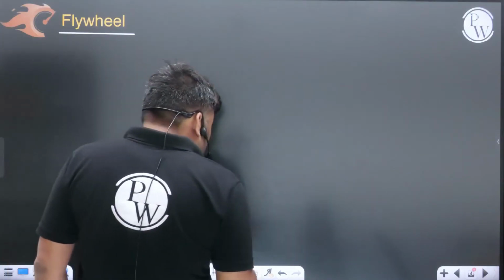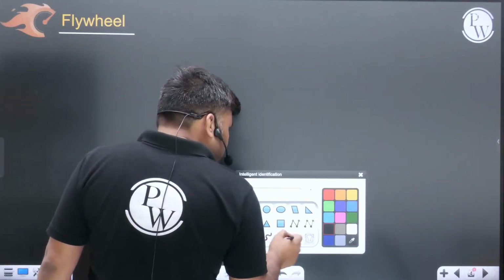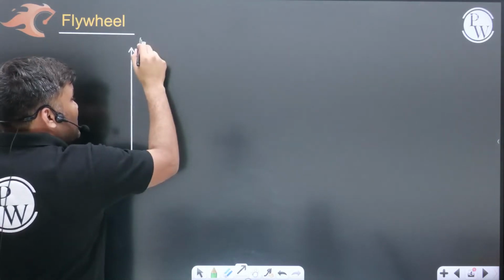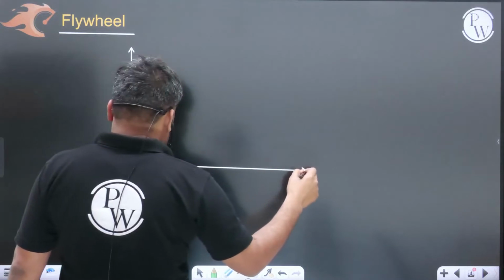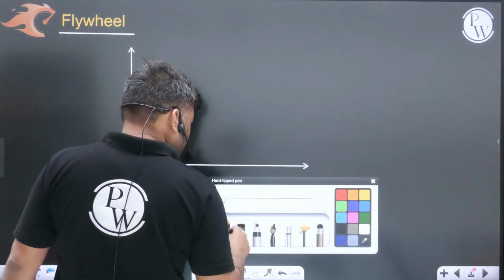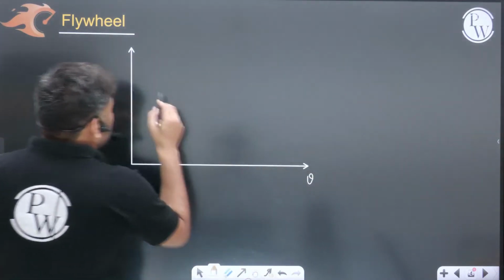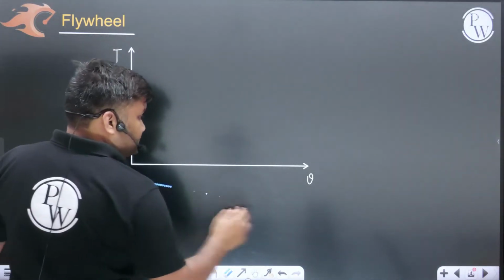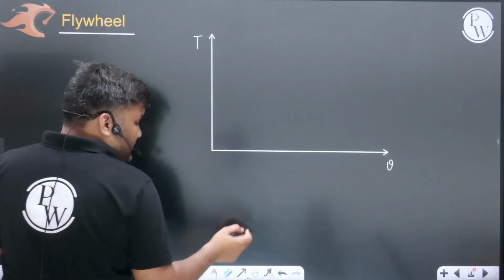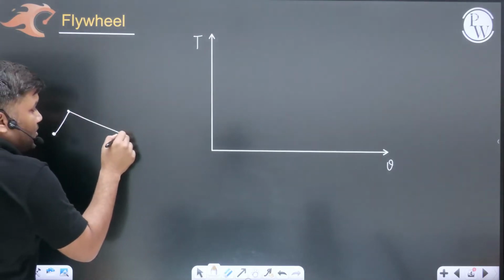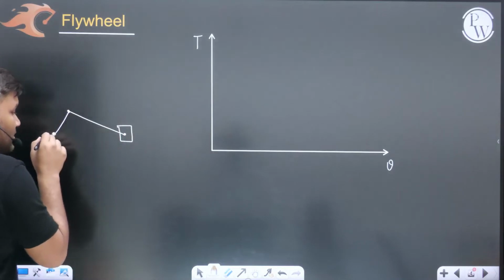Let me show you the graph. If I draw the graph, beta, graph means if I draw for one complete cycle, how torque is going to vary. If I draw that, it looks something like this. Sir, this is my theta. I am drawing my torque which is available with the engine. Here I will be drawing my torque. Beta, this is my crank. This is my connecting rod. And here this is my piston. This is the fixed link.